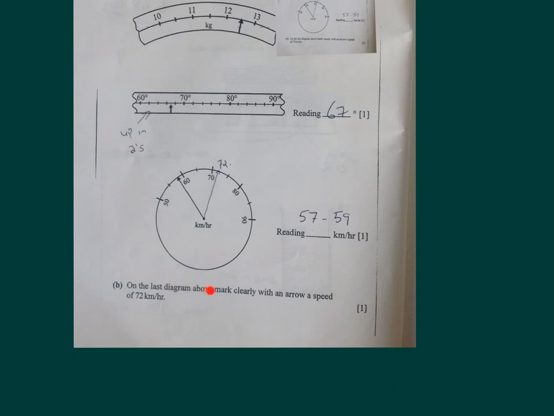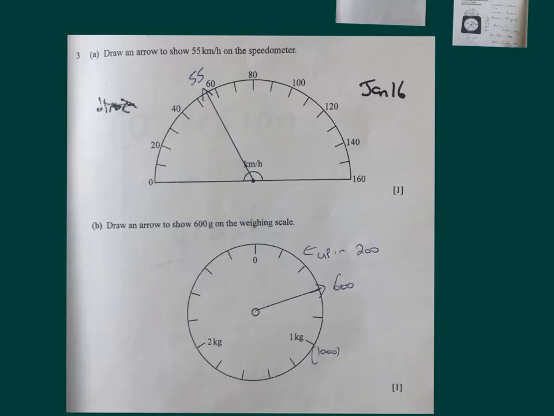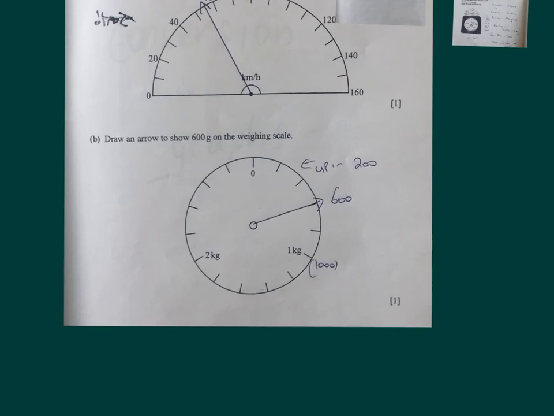This one here, on the last diagram above, mark clearly with an arrow a speed of 72 kilometers an hour. So 72 kilometers an hour is there. Again, these are going up in tens. We're looking for 55, so 55 is exactly there. And these are going up in 200s. So we work that out, you'll mark 600 there. Again, on all these graphs, please write down what they're going up in. Once you know what they're going up in, it'll make life much easier to work out the answers.